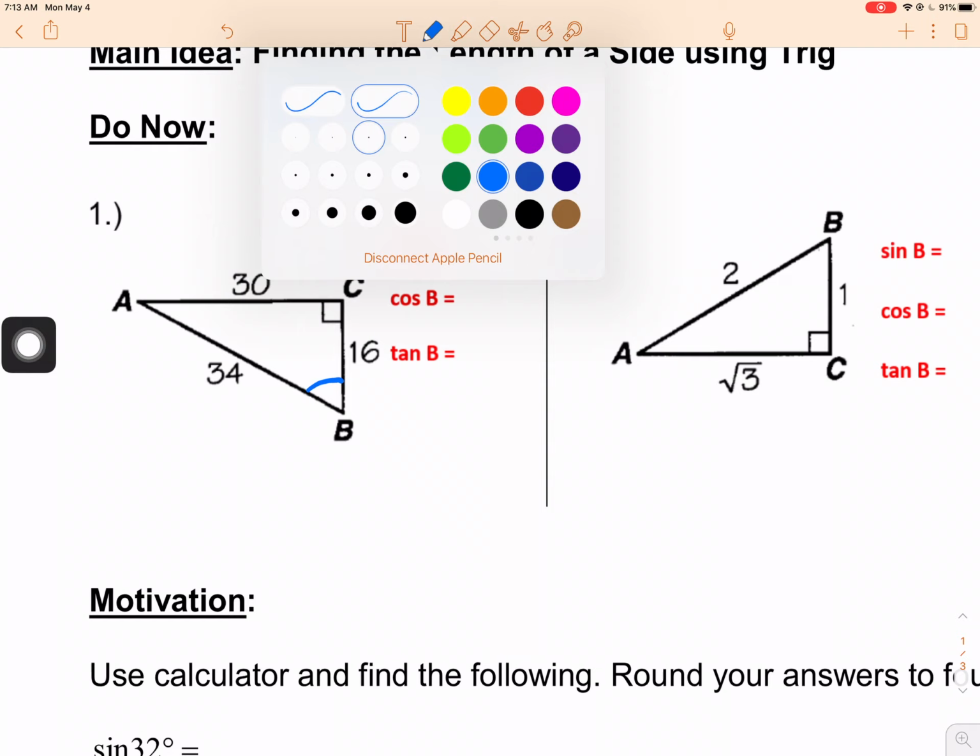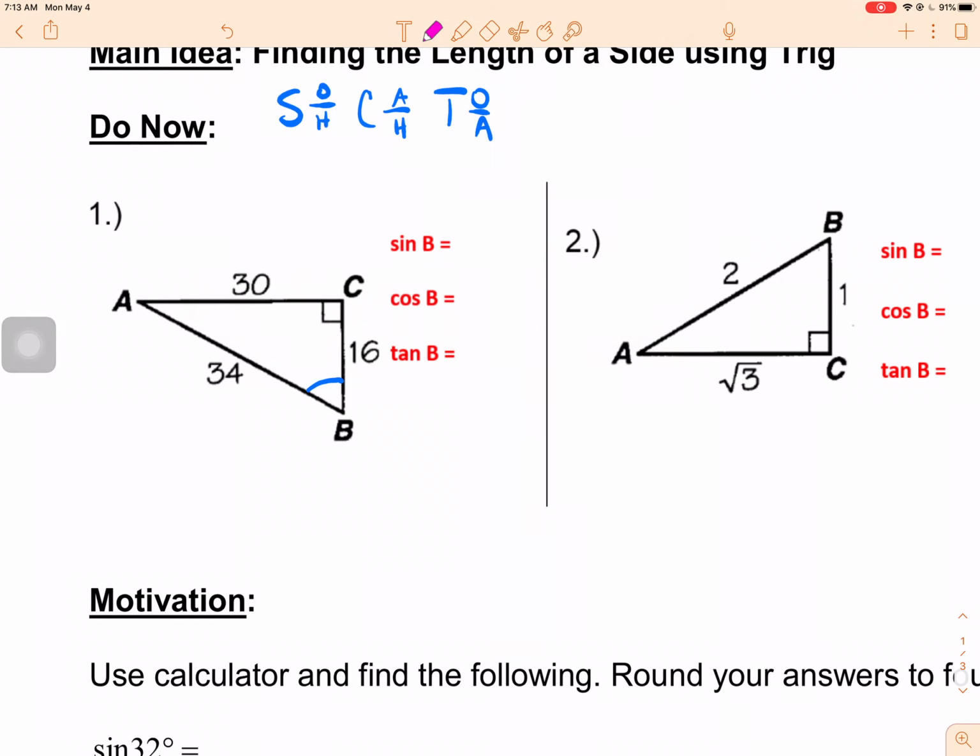So the first thing I want to do is label. The hypotenuse is the longest side, opposite the right angle. The opposite is the side across from the angle we're talking about. And the side that's touching the angle is adjacent. So now we can just fill in. Sine is opposite over hypotenuse, cosine is adjacent over hypotenuse, and tan is opposite over adjacent. Okay, so just a reminder how we do that.